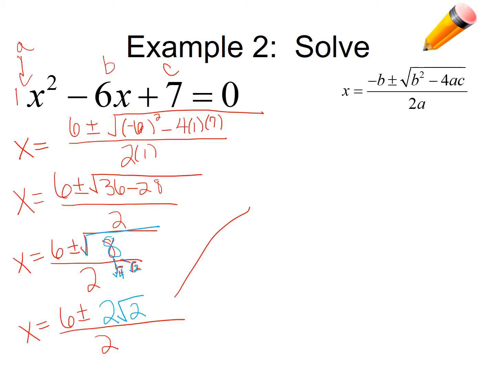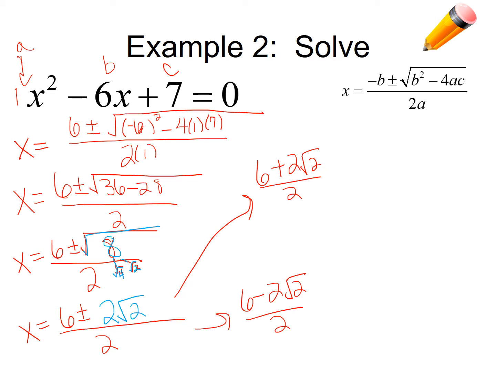So now we need to split up our two possible answers, because we have 6 plus 2 times the square root of 2 over 2, and 6 minus 2 times the square root of 2 over 2. So we need to split that up for our two answers. So we have 6 plus 2 times the square root of 2 all over 2. And then we have 6 minus 2 times the square root of 2 all over 2.